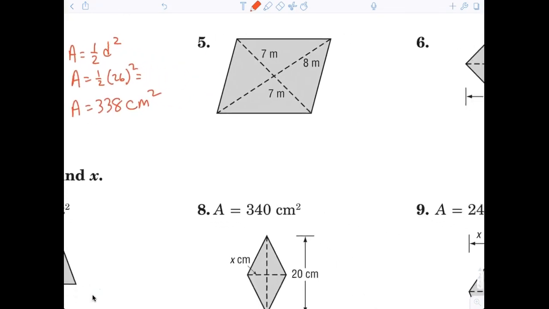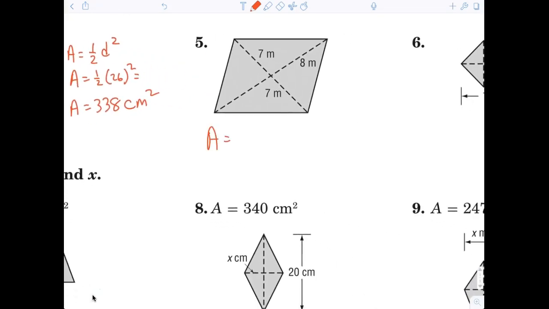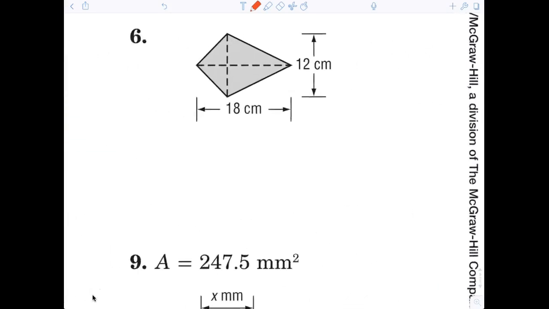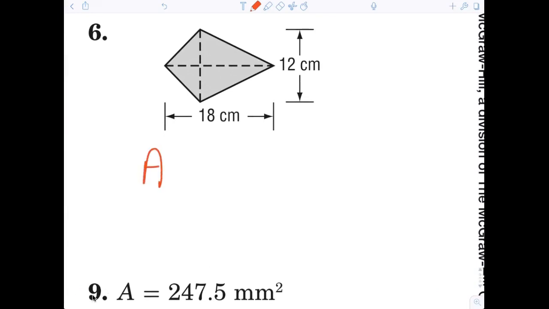So now on number 5, area equals 112 meters squared. 112. 112 meters squared. Now number 6. Everybody okay with this? 108 centimeters squared.